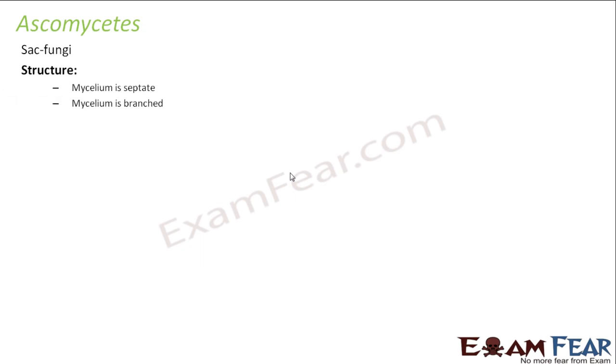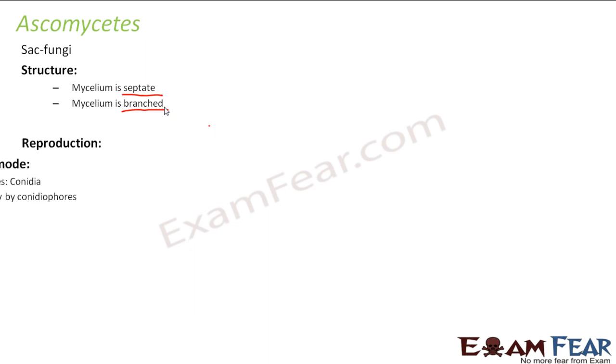Okay, so let us talk about their structure. Here the mycelium is septate and branched. As I said, it is septate, that means the cross walls are present inside the mycelium. So inside it is divided into uninucleate or multinucleate cells due to the presence of the cross walls, that is septum. So septum is present, that is why it is septate, and the mycelium is branched. That means it is like a filamentous structure.